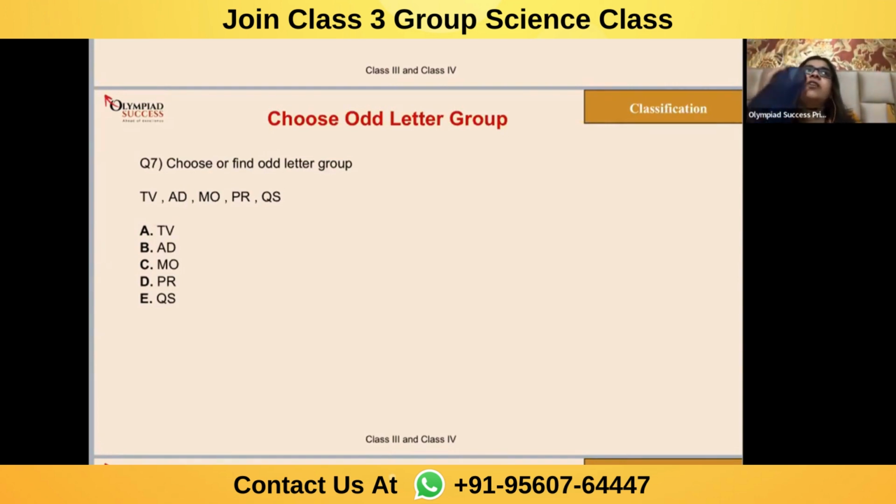Good, Meera. That's the right logic. Shivansh, no. TV, AD has no meaning here. You have to find the relation between the place values of the alphabets. T is 20, V is 22. A is 1, D is 4, M is 13, O is 15. Do the question like that. Amoka, correct logic.